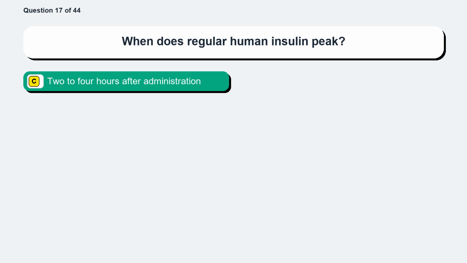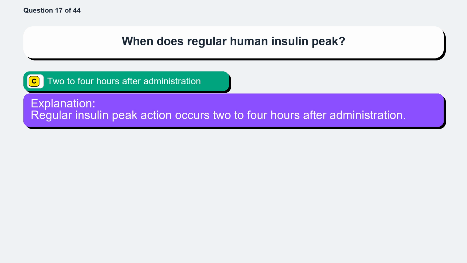The correct answer is option C. 2 to 4 hours after administration. Regular insulin peak action occurs 2 to 4 hours after administration.